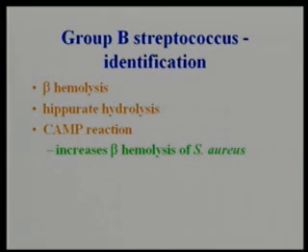I remember some years ago, I saw a review written by somebody who knows a hell of a lot more than I'll ever know about the group B streptococcus, and it referred to the cyclic AMP reaction. That is totally wrong, and it is not written with a small c, it is written with a large C. You don't need to remember what it stands for. It stands for Christie Atkins Munch-Petersen, but you don't need to remember that. It's the CAMP reaction, not the cyclic AMP reaction, and it was named after the people that originally described it.